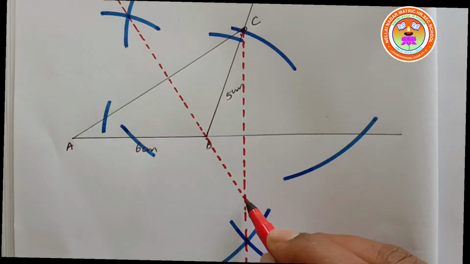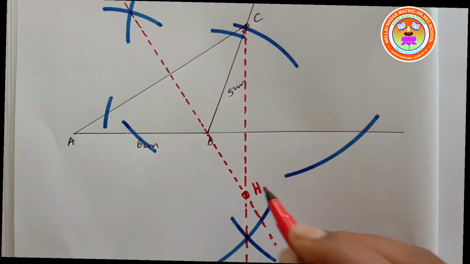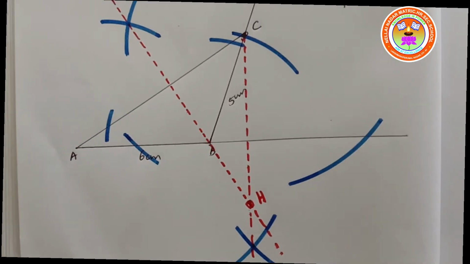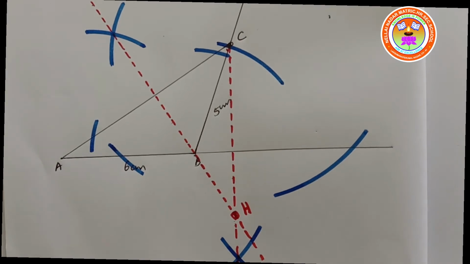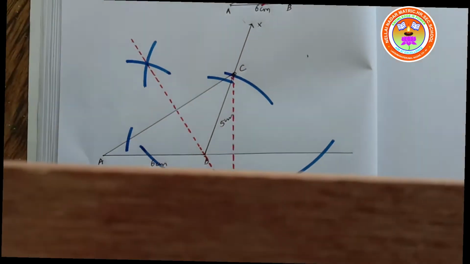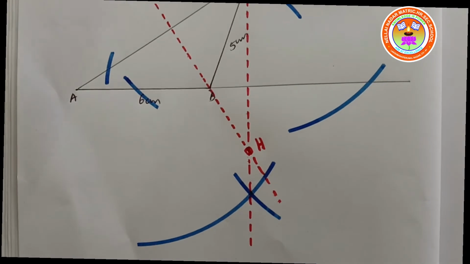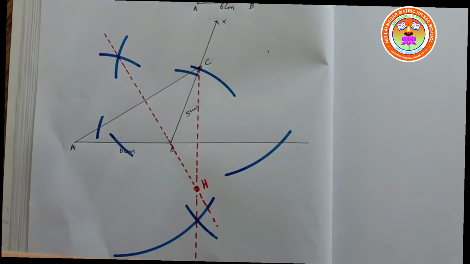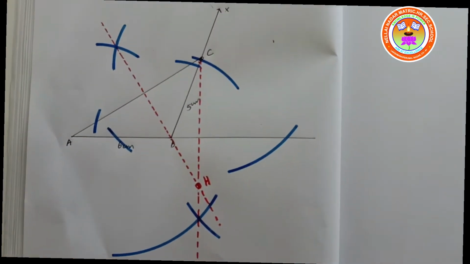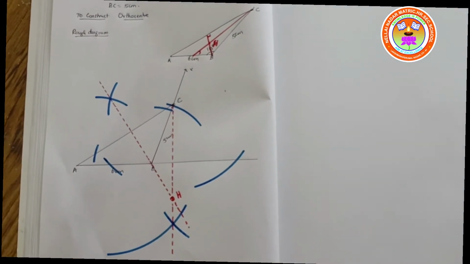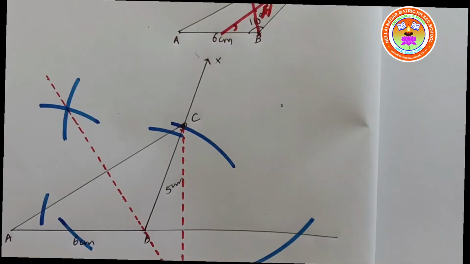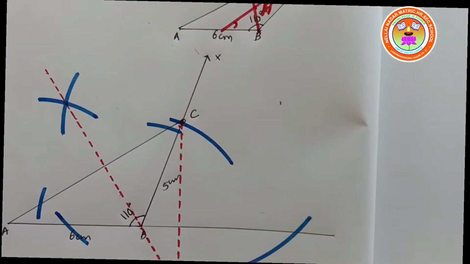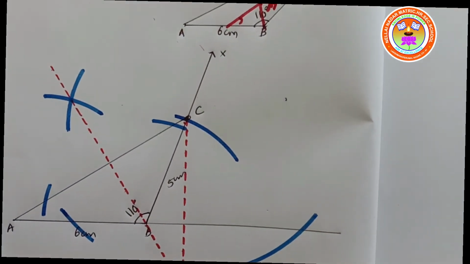Now both the lines at this point is what? H. It's clear, children? This is orthocenter. This is orthocenter. Can see clearly, children? Angle is 110 degree. So you have to check all these values and all you have written or not. Then only you can get full marks.